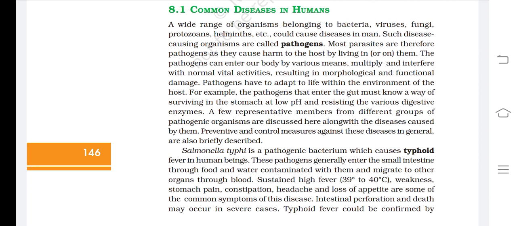Pathogens have to adapt to life within the environment of the host. For example, the pathogens that enter the gut must know a way of surviving in the stomach at low pH and resisting the various digestive enzymes. A few representative members from different groups of pathogenic organisms are discussed here, along with the diseases caused by them. Preventive and control measures against these diseases in general are also briefly described.